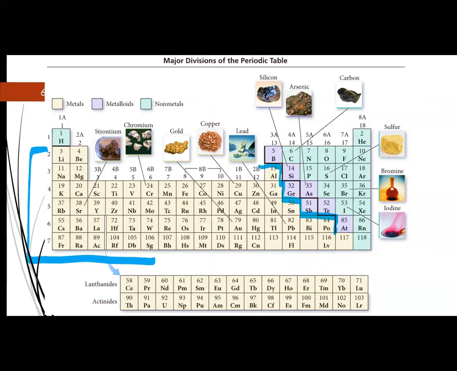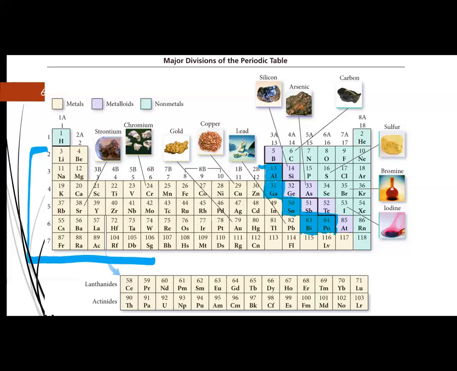So our metals basically start with aluminum, gallium, and then tin. And they jump down to bismuth and polonium. And so they kind of make a wall over there.